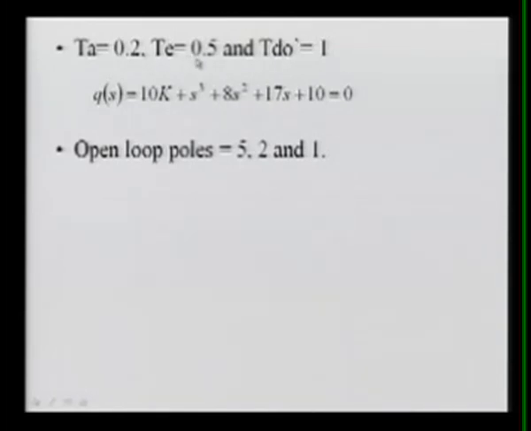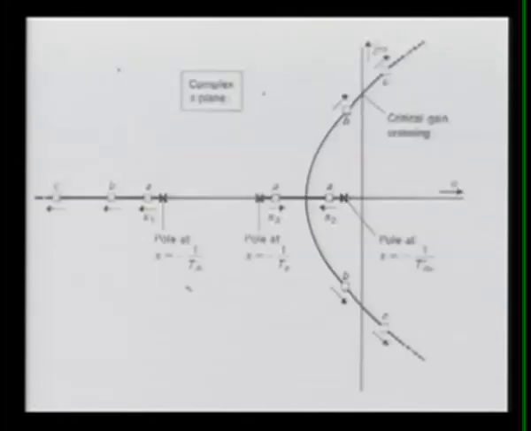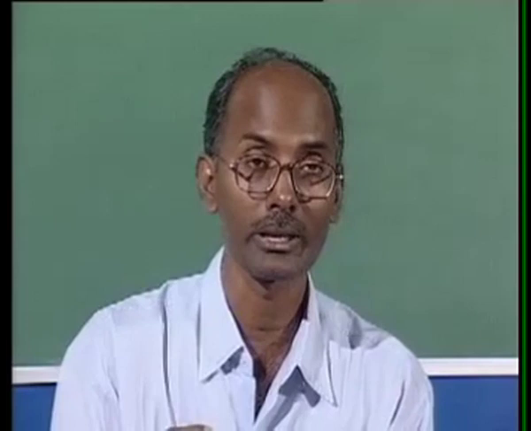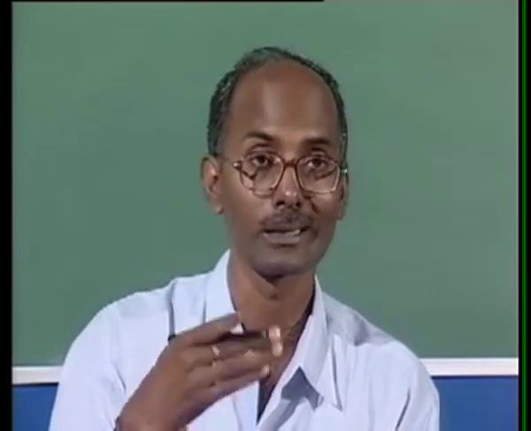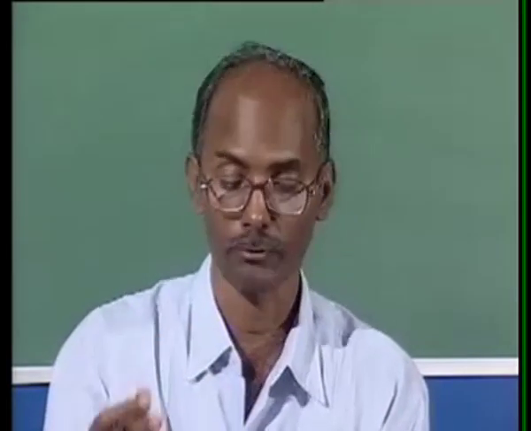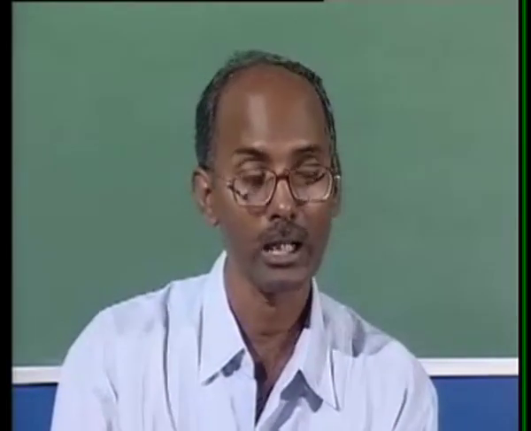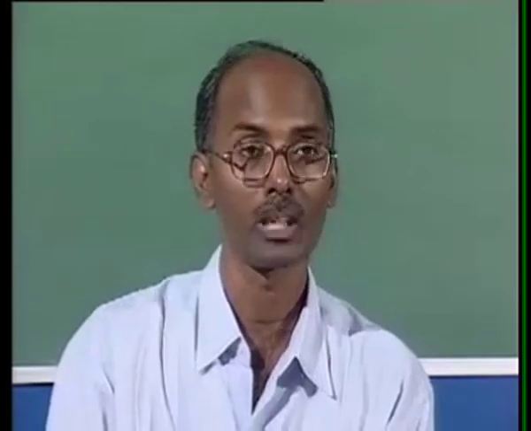Then we took one example, taking the amplifier time constant as 0.2, exciter 0.5, and TDO as 1. We analyzed the complete system and found how the root locus varies. At a certain critical gain it crosses the imaginary axis, and then your system will be unstable. So we have to use some stability improvement techniques. When compensation is required, there are two types, series or feedback. In series there are lead, lag, or lead-lag together, and then feedback.